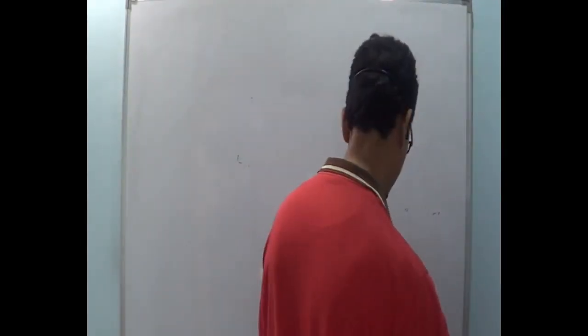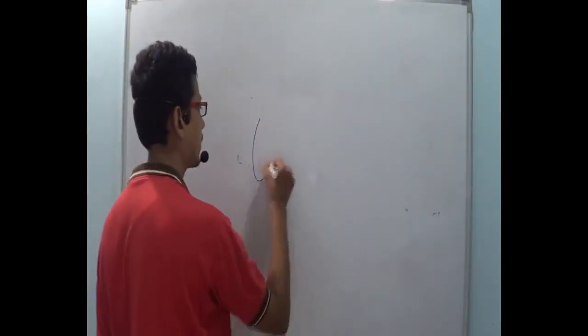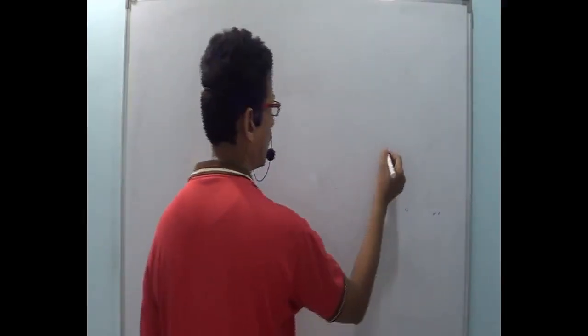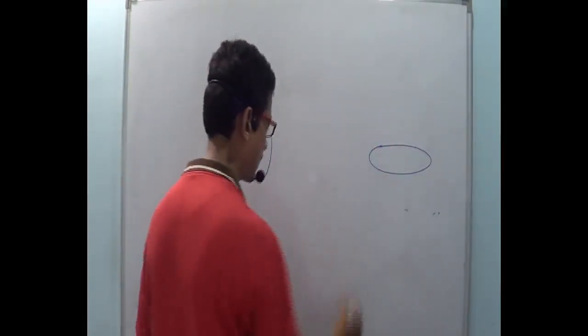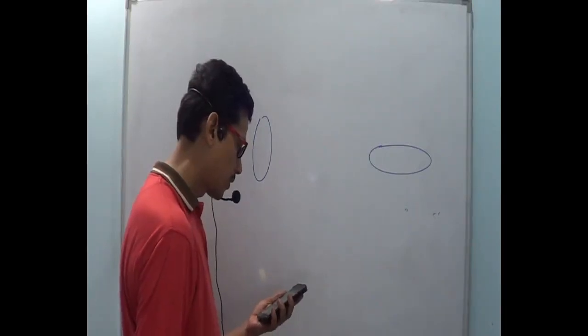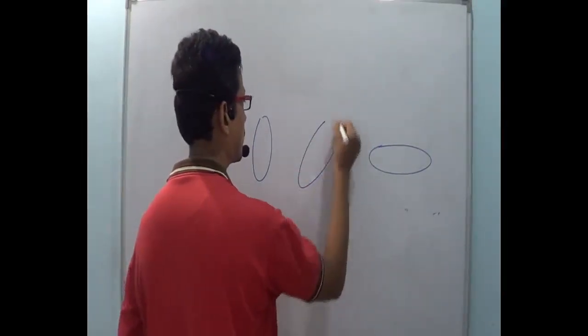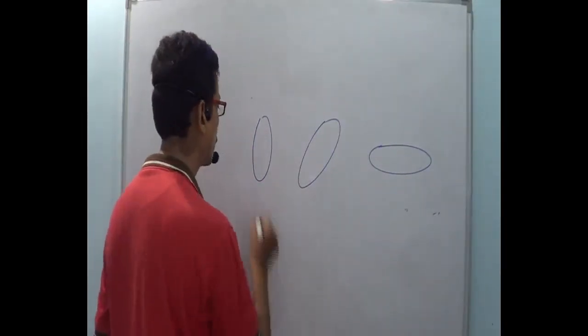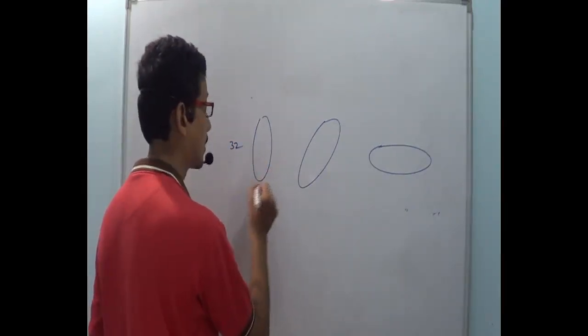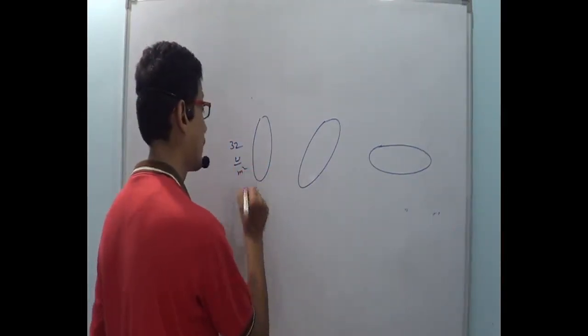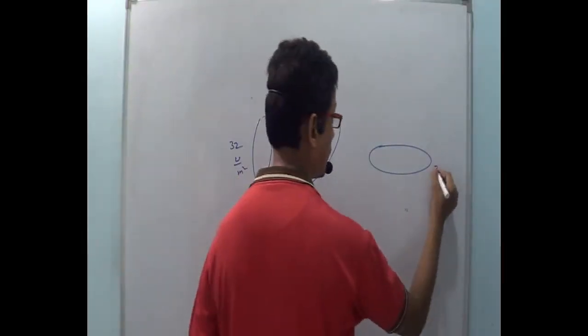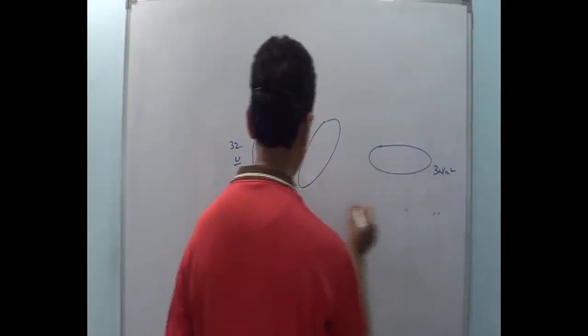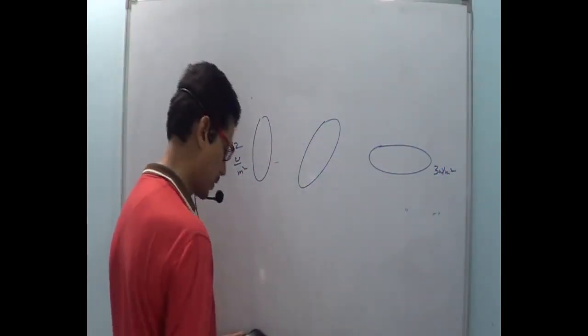It's like this. There are three polarizers, and the first and the last polarizers are at 90 degrees to each other. And the third polarizer is in between these two, and here 32 watt per meter square is the intensity of light, and here the intensity of light is 3 watt per meter square. And what is the angle between these two? He is asking the first two.